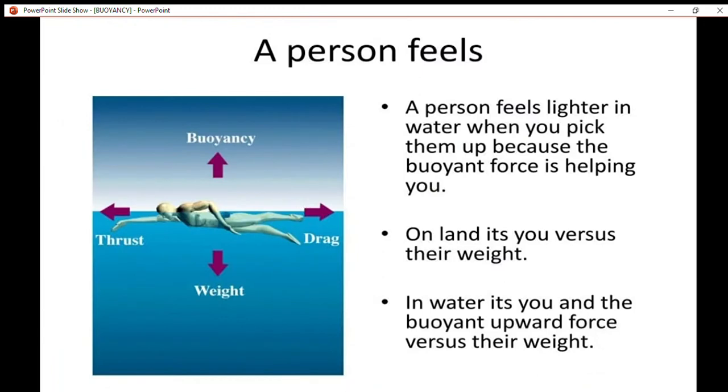Have you ever wondered why a person feels lighter when we lift them in water? This is because the buoyant force is helping you. In water, it's you and the buoyant force versus their weight. On the other hand, on land, it's you versus the weight. Because of the buoyant force, the person feels lighter in water when you pick them up.